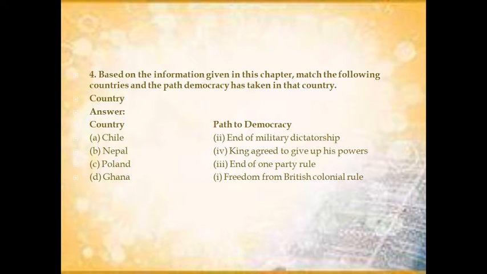Question 4. Based on the information given in this chapter, match the following countries and the path of democracy as taken in the country. So, the answer is country and path of democracy. The country is Chile, the answer is end of military dictatorship. Nepal, the king agreed to give up his power. Poland, end of one party rule. Ghana, freedom from British colonial rule.